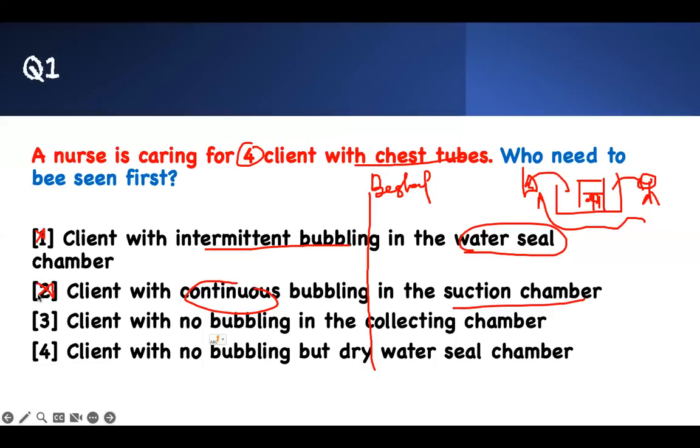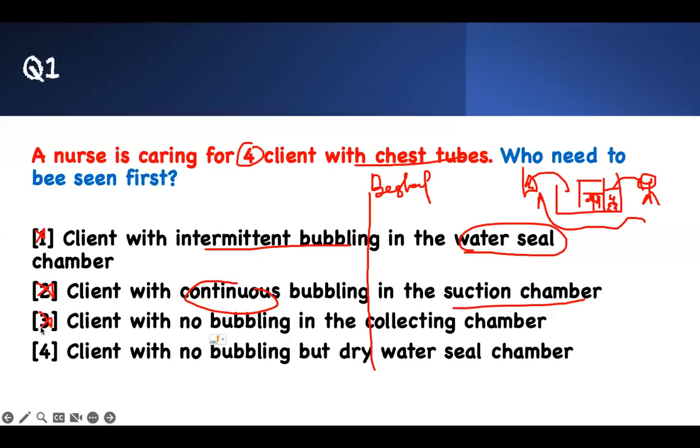A client with no bubbling in the collecting chamber. So this is the collecting chamber. You're just collecting fluid from the patient. There should be no bubbling here. There should be no suction, nothing like that over here. With this, we don't need to see.